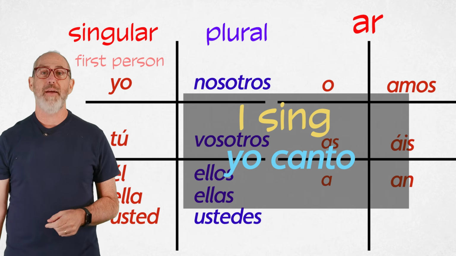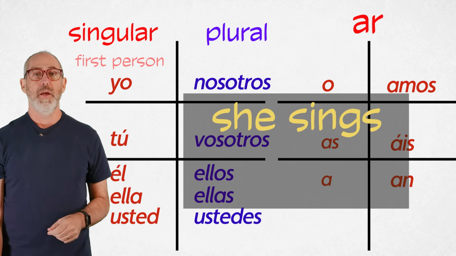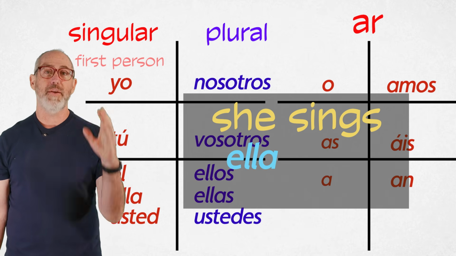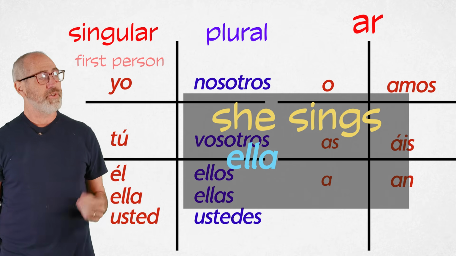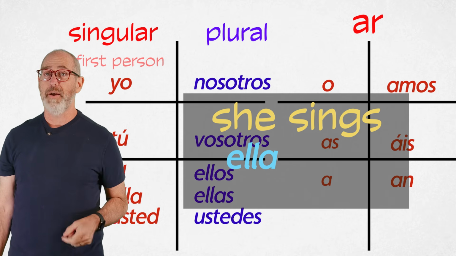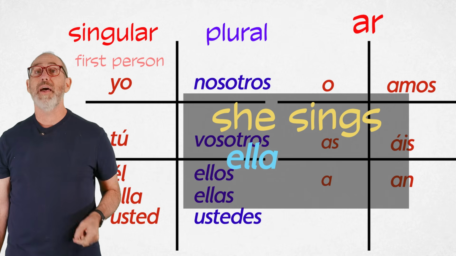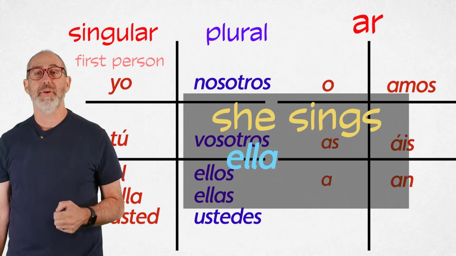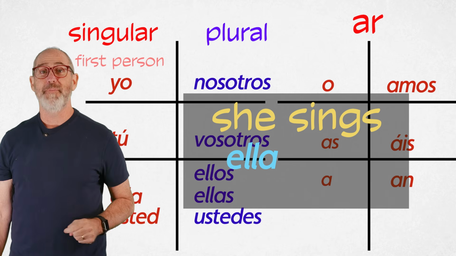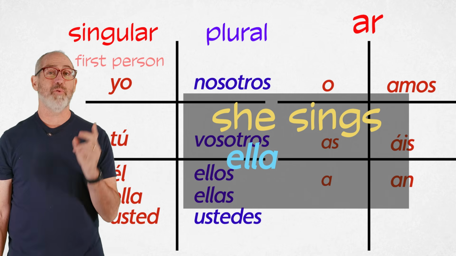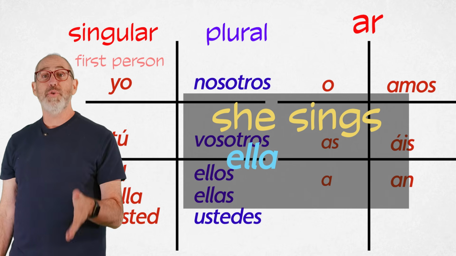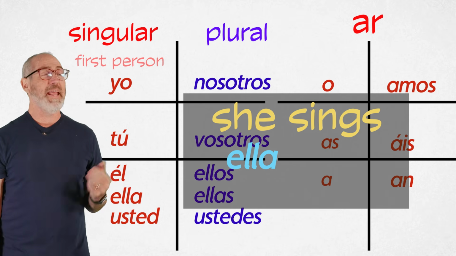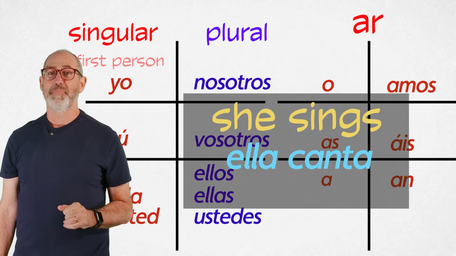Let's do another example. If I were going to say she sings, we know that she is ella. So if we take off the AR, that would leave us with CANT. Where is she located on the chart? The bottom left. Which ending is on the bottom left? A. So that is the ending that we'll put on a present tense AR verb when it's used with she or to imply that she does that. So she sings would be ella canta.